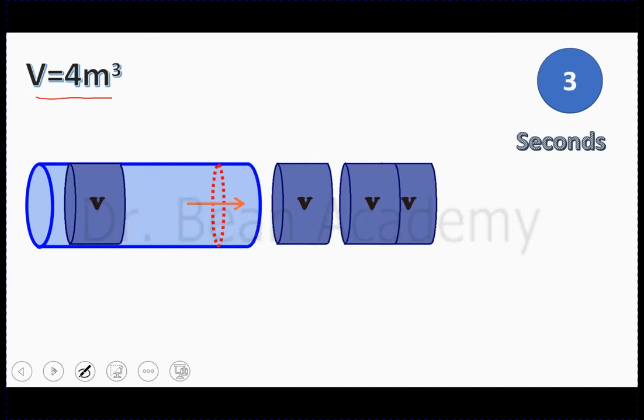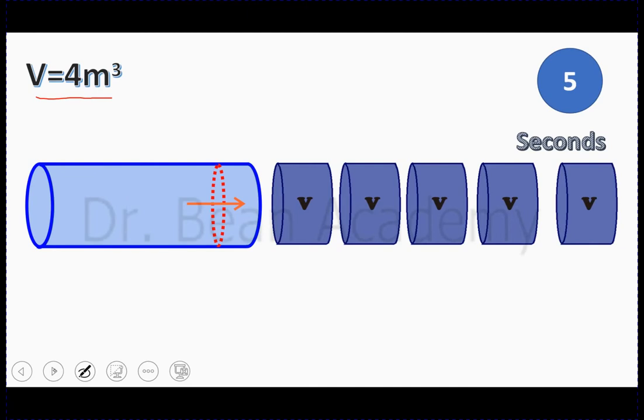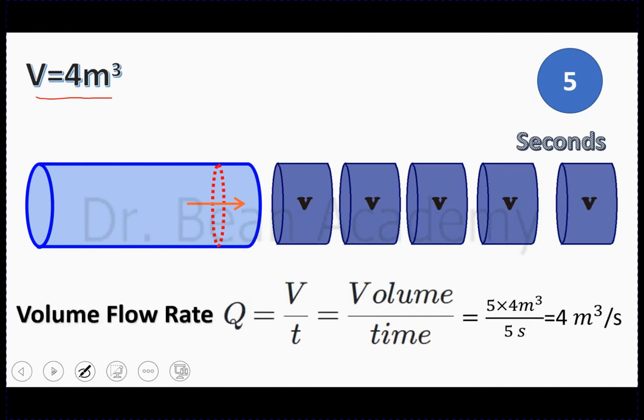Okay, this one seems like the volumes are passing quickly, faster than the previous case. So let's calculate the volume flow rate for this problem. Okay, so the same formula, we need to give the total volume and the total time for those volumes which pass through this unit area. So as usual, because they are total 5, 1, 2, 3, 4, 5, so 5 times 4 meter cube, because each one is 4 meter cube. And then the total time taken, I can see from this scale that it is 5 seconds.